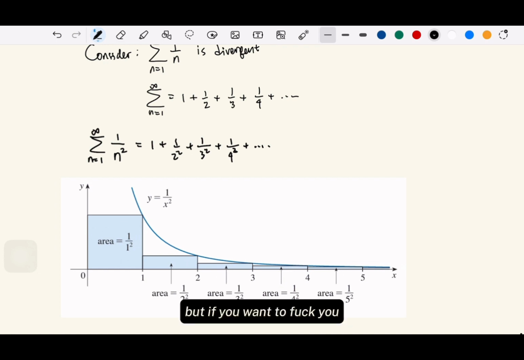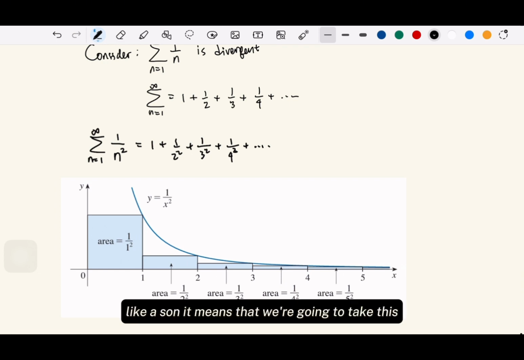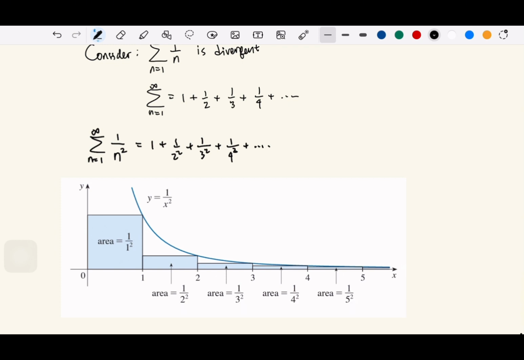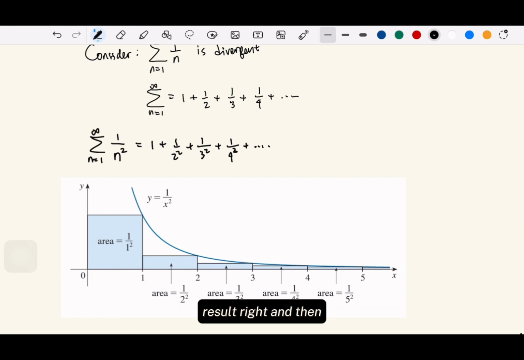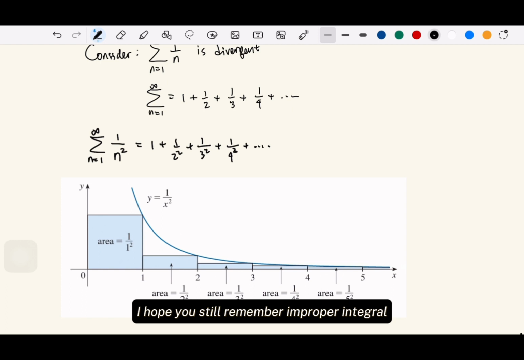But if we want to compute the sum, it means that we are going to take the rectangle from 0 to 1, plus the rectangle from 1 to 2, and so on and so forth. And we know the result of each area, right? And actually, by defining some integration with x going to infinity, we can have an improper integral, right? I hope you still remember improper integrals.